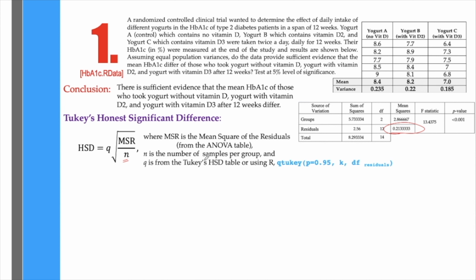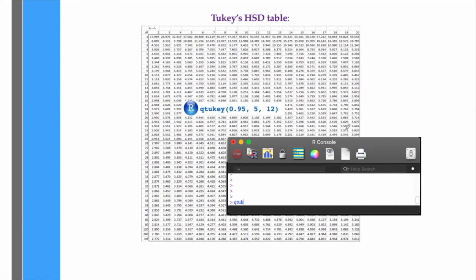Now, for the mean squares residuals, we already have that in the table. N here refers to the number of samples per group, and the Q here may be computed using this formula in R. So if we're going to look for the value of Q, we simply have to make use of qtukey, p equals 0.95, and since we have 5 samples per group, we're going to make use of k as 5, and then the DF of the residuals as 12. So using qtukey, 0.95, 5, 12, we're going to have a value which is 4.508.